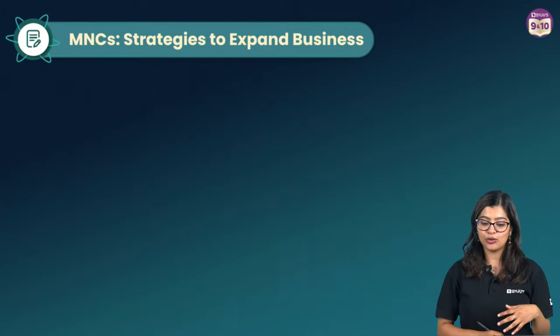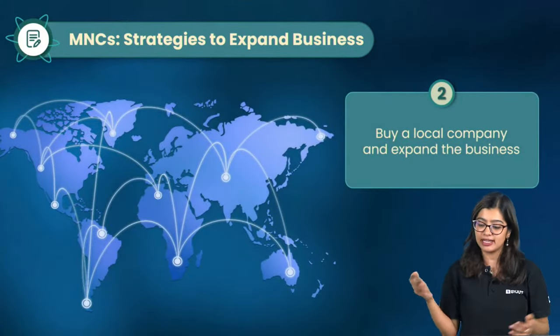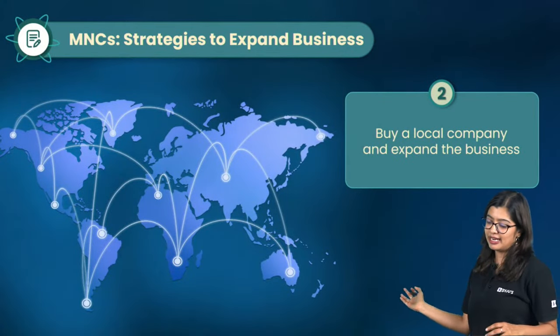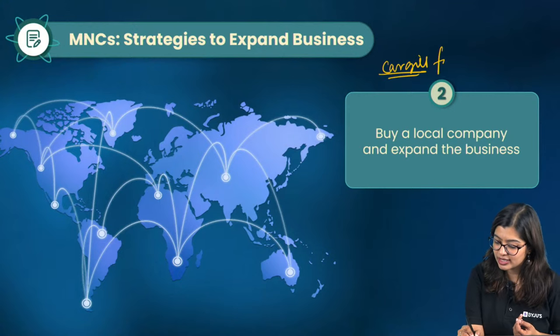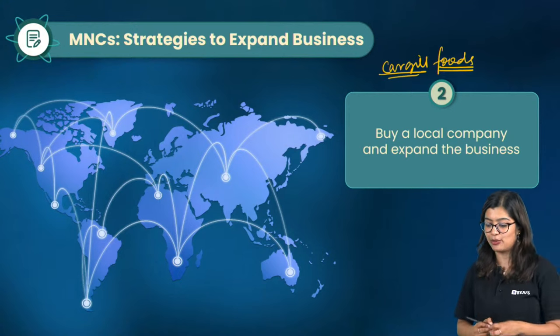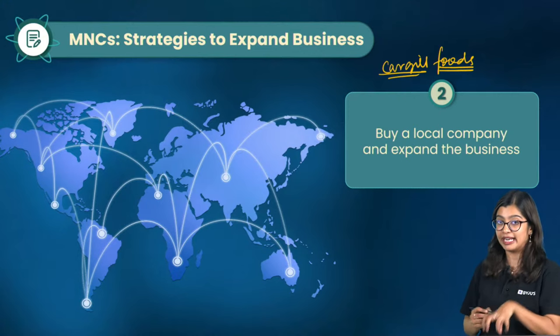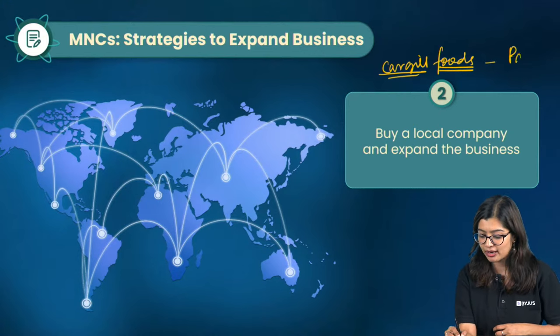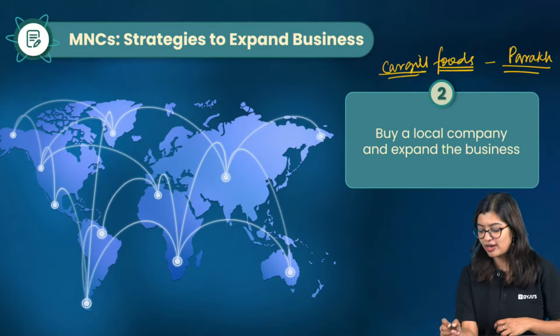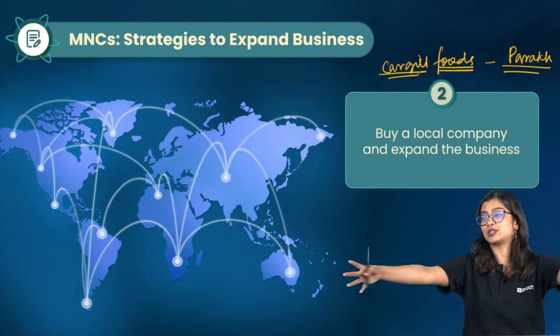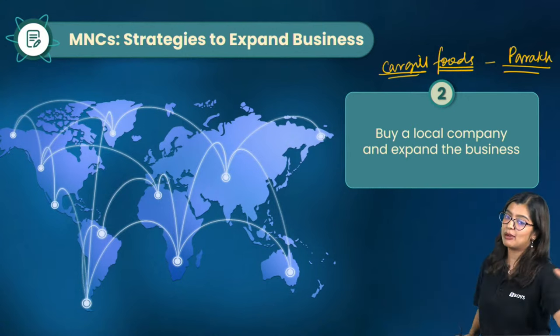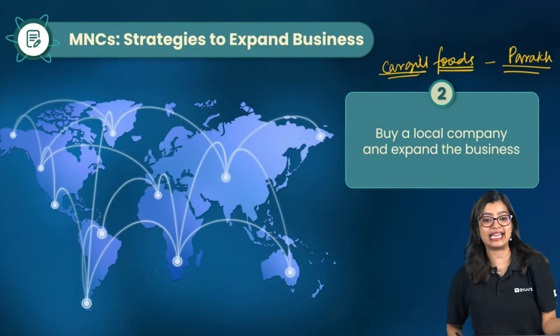Or else, they will buy the company outright. If they have so much money, they will buy it. The example given in your textbook is that of Cargill Foods, which has bought a smaller Indian company called Parakh Foods. So by buying this local company, they are able to expand more easily into the local markets.